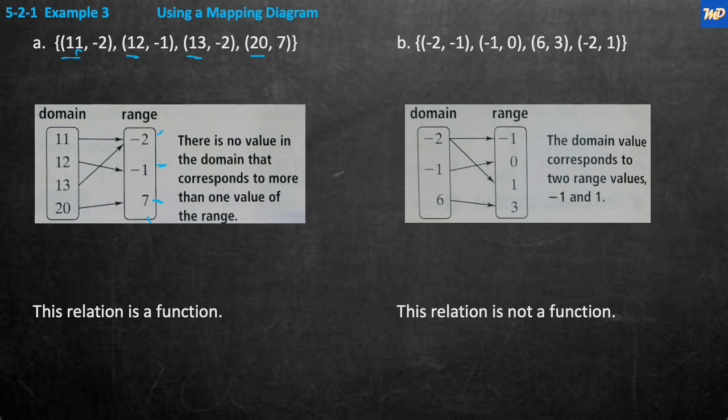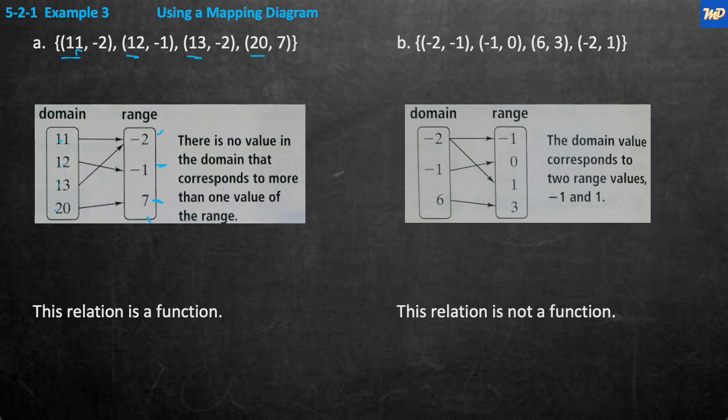Then B, so is this a function or not? According to what we see here, this is a function because at no time does any one member of the domain go to more than one value in the range. Now we're going to probably see the difference, okay?